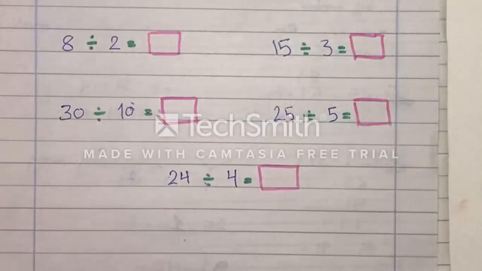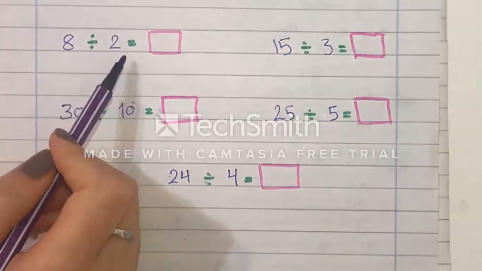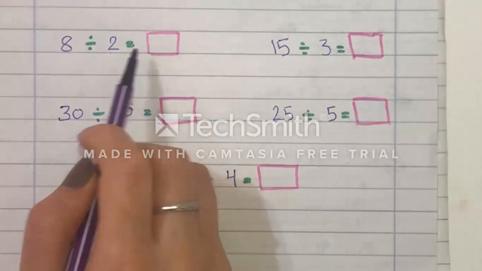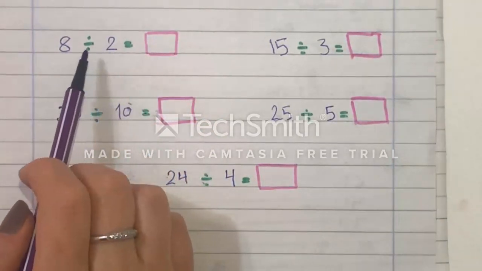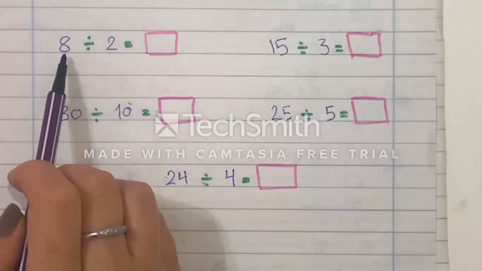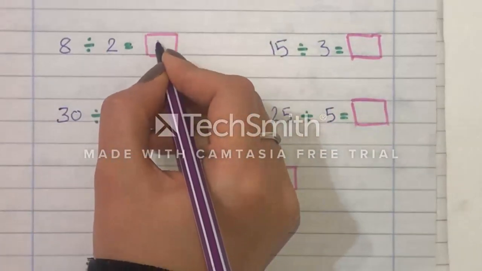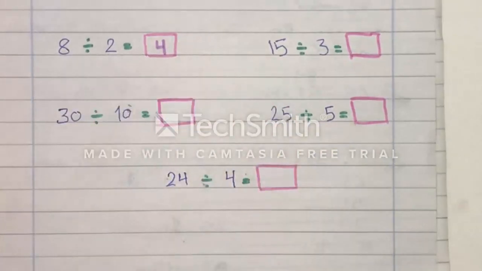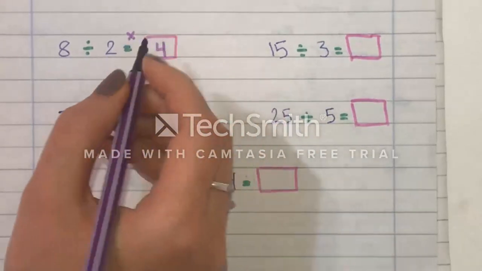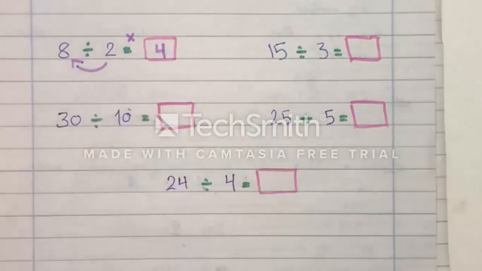Now I have some problems to work out. They're so easy. Let's work them out together. The first one is 8 divided by 2. Let's try from the beginning as we did before. 1 2's 2, 2 2's 4, 3 2's 6, 4 2's 8. So the answer is 4. How can I make sure that this is the correct answer? Because 4 times 2 equals 8.